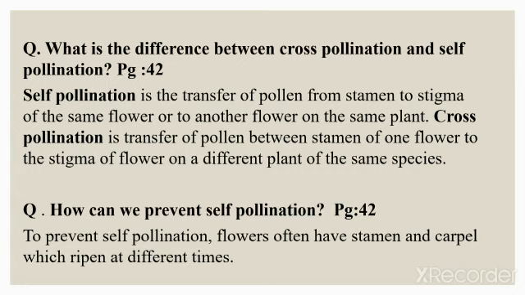The next question is again on page number 42. The question is, how can we prevent self-pollination? To prevent self-pollination, flowers often have stamen and carpel ripen at different times.